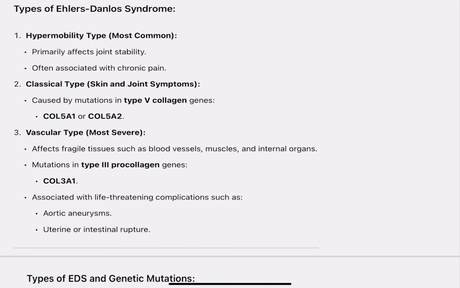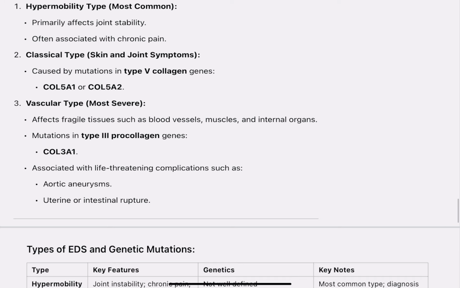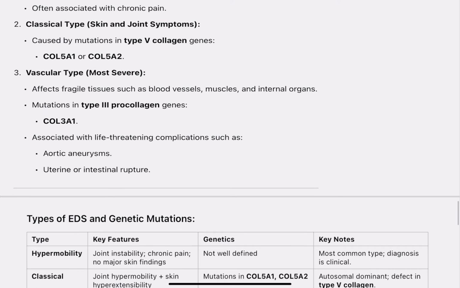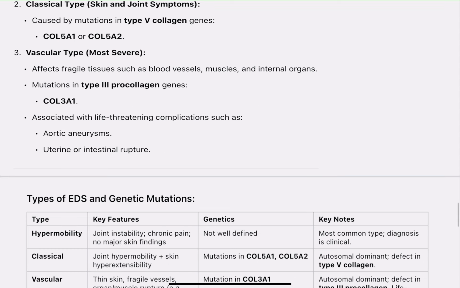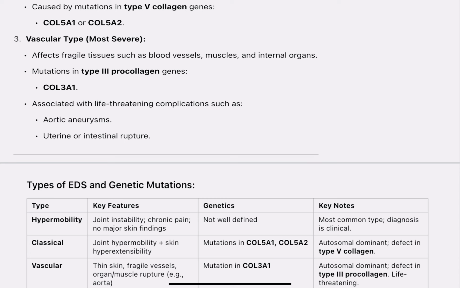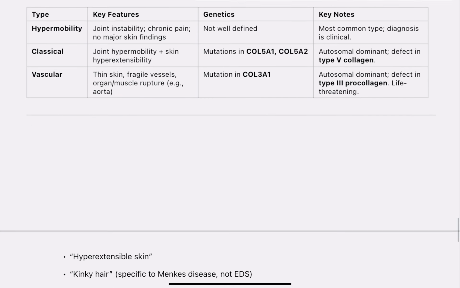And then you have the classical type, which is mostly skin and joint symptoms. And this is caused by mutations in type 5 collagen genes, COL5A1 and COL5A2. The vascular type, which is most severe, affects fragile tissues such as blood vessels, muscles, and internal organs. Mutations in type 3 procollagen genes, COL3A1, are associated with life-threatening complications such as aortic aneurysms, uterine or intestinal ruptures.